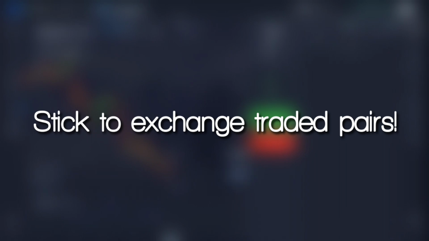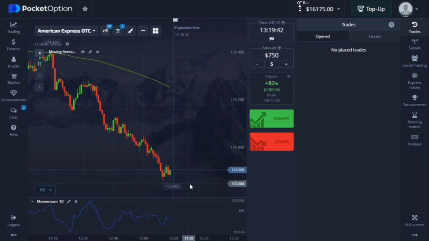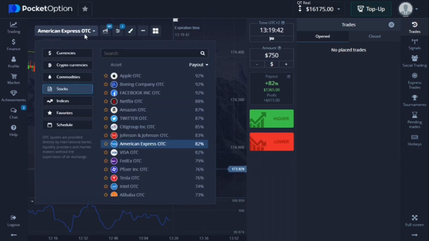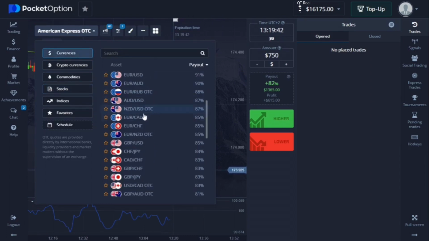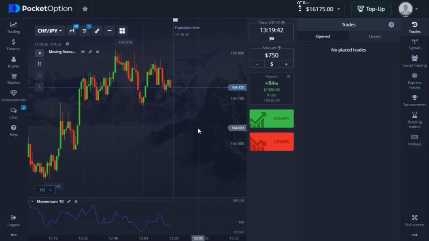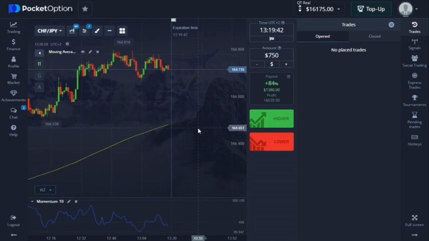Now, if you don't know what an exchange traded pair is, I'm going to go ahead and show you guys real quick. Now, an exchange traded pair applies to currencies, commodities, stocks, and even indices. But I'm just going to go ahead and show you guys an example of an exchange traded currency pair. So we'll go for Swiss franc to Japanese yen, why not? Now, why is this an exchange traded currency pair? Because it is regulated by a centralized exchange.